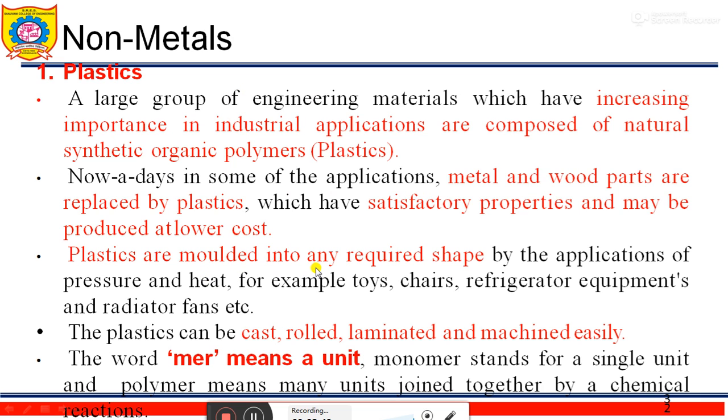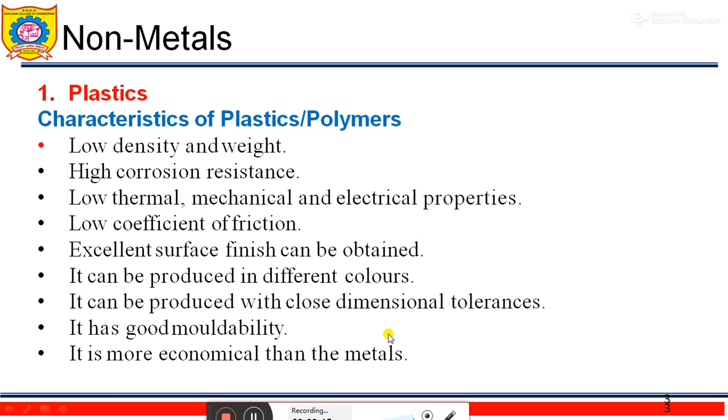Plastics are molded into any required shape easily by the application of pressure and heat. For example, toys, chairs, refrigerator equipment, and radiator fans. Plastic can be cast, rolled, laminated, and machined easily. The word mono means one unit. Monomer stands for a single unit, and polymer means many units joined together by chemical reactions. So that is a polymer.